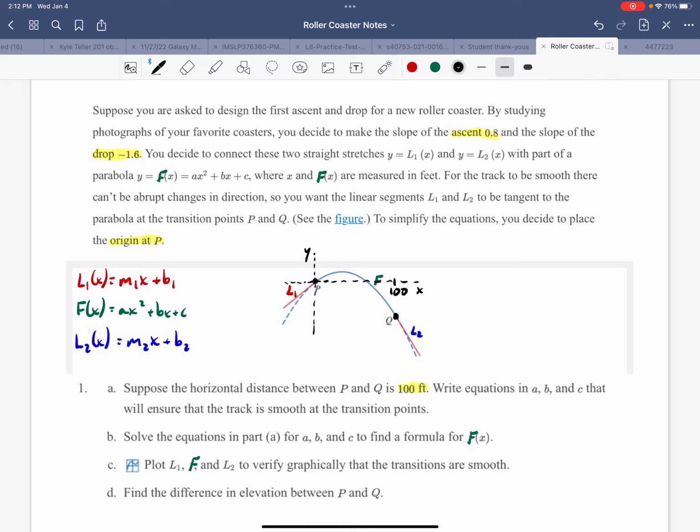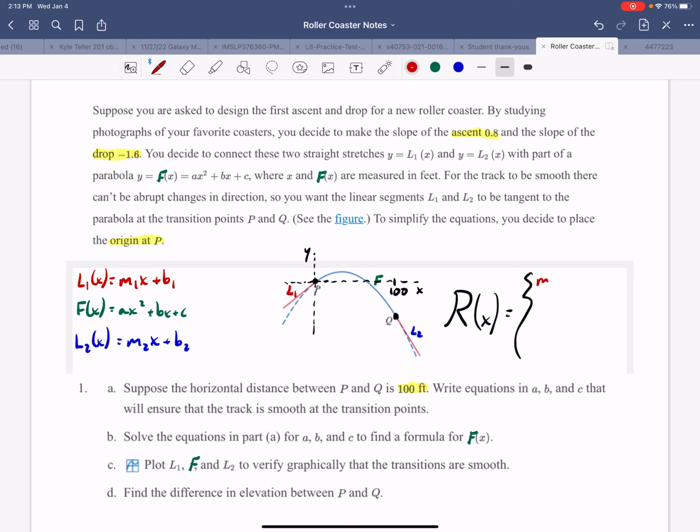So what we're going to do, just to be formal about this, is we're going to take L1, F, and L2 and combine them all into a piecewise function. I'll call this script R. So R of x is going to equal what? Well, it's going to be L1 of x for x less than or equal to 0, F of x for x between 0 and 100, and L2 of x for x greater than or equal to 100.